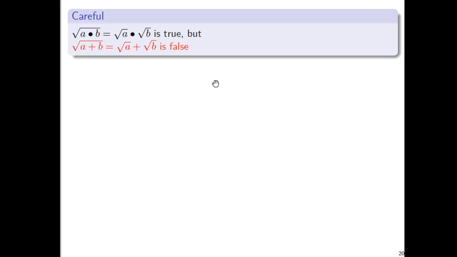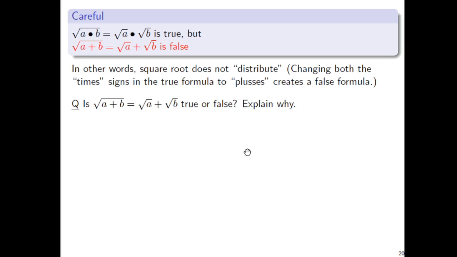Here's the key thing to really be careful of. It is true, we just saw a moment ago, that root a times b equals root a times root b. That's true. But root a plus b equals root a plus root b? No, that is false. So in other words, square root does not distribute, at least not when you have this plus sign here.